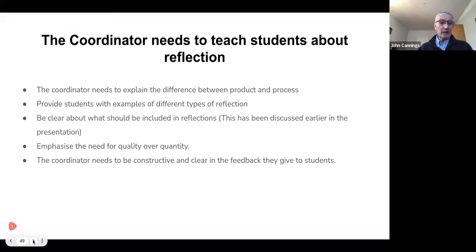The reflections are meaningless. And I think one very important thing is the coordinator or advisor needs to be very constructive and clear in the feedback they give to students. And that's something which I've seen looking at some CAS records, which isn't done very well, is giving feedback to the students. Okay, if we can move on.